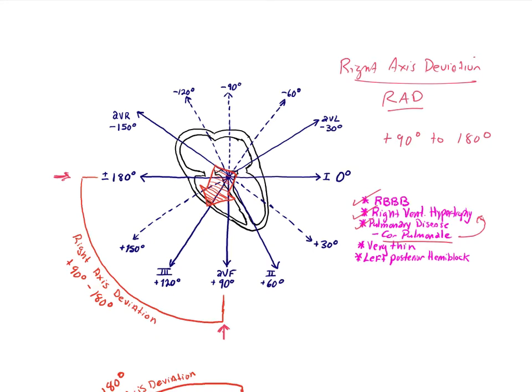People who are very thin may develop some degree of right axis deviation. And something known as left posterior hemiblock. We haven't talked about hemiblocks yet, and we won't today. I hope to talk about them on Wednesday when we talk about STEMI mimics, or finish STEMI mimics.